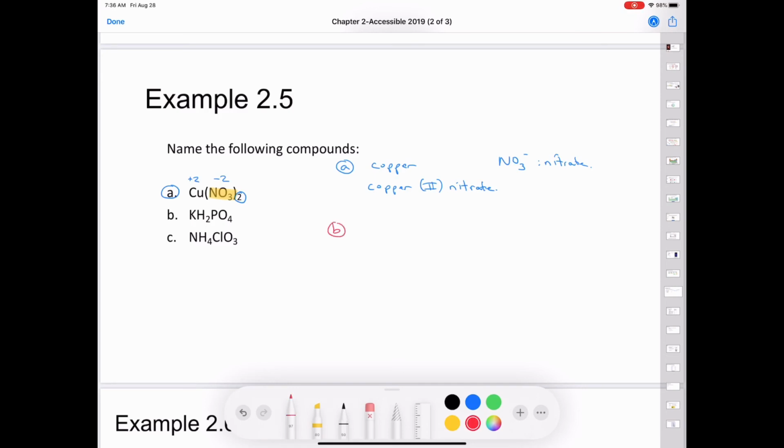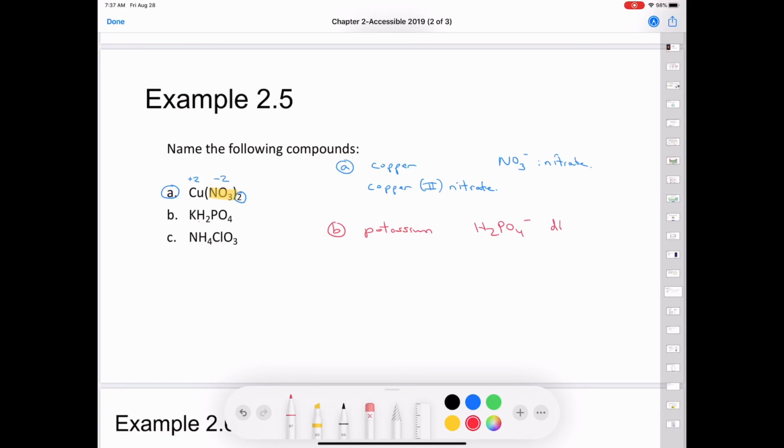We have K, which is potassium, so that's not too bad. And potassium is in group 1A. It only has one charge, which is a +1 charge. But then we have this big polyatomic ion here. And again, that's one that you're going to have to recognize, okay? It's H2PO4 minus. And that is dihydrogen phosphate.